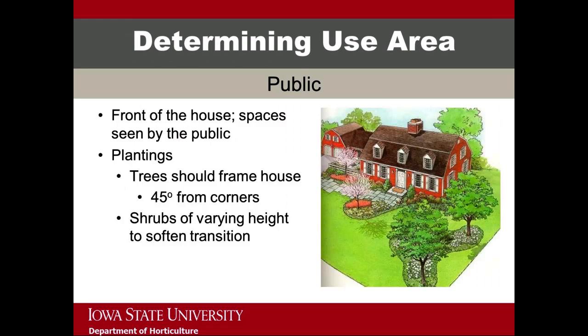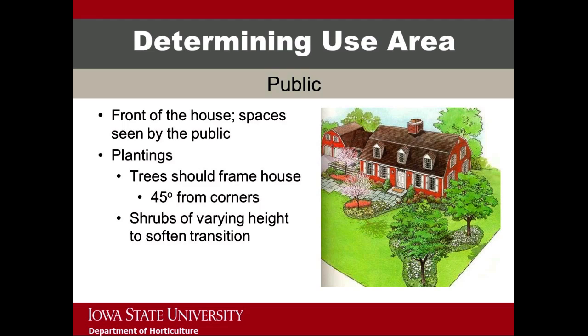The public area in the front yard of most properties is the space between the front of the house and the street. In this space, trees should be planted to frame the house. An easy way to do this is to plant trees at a 45-degree angle from the corner of the house. The image shows shade trees on the right side of the house planted at roughly a 45-degree angle.